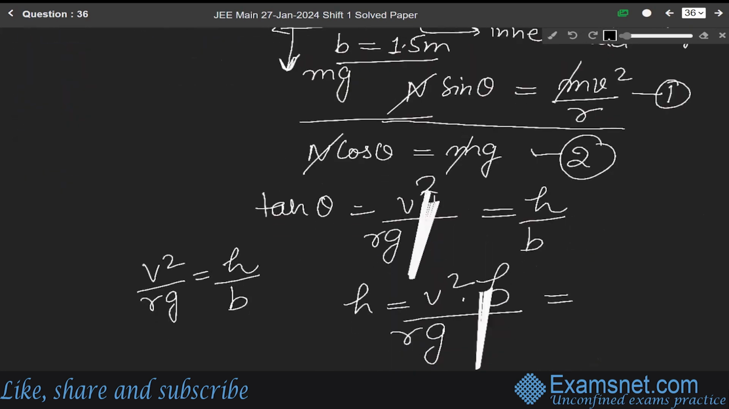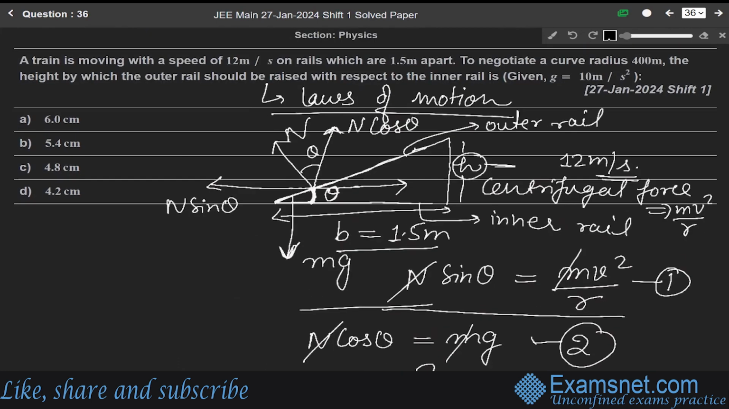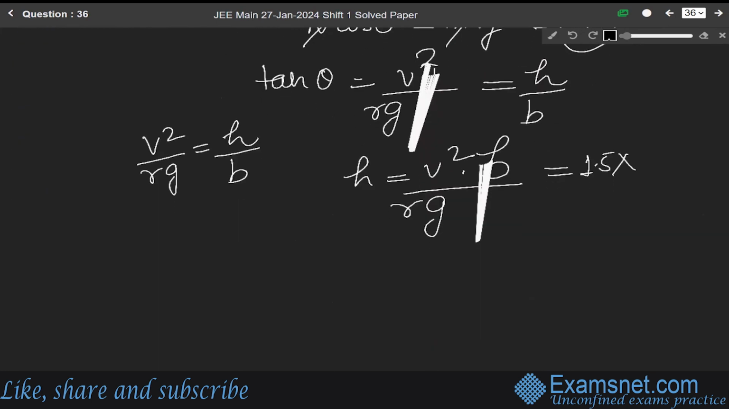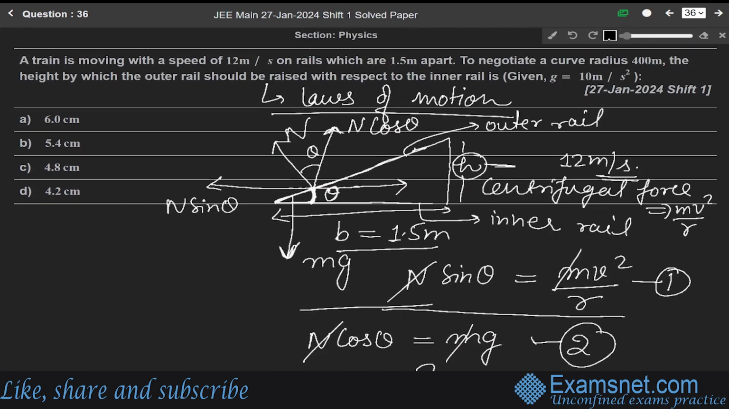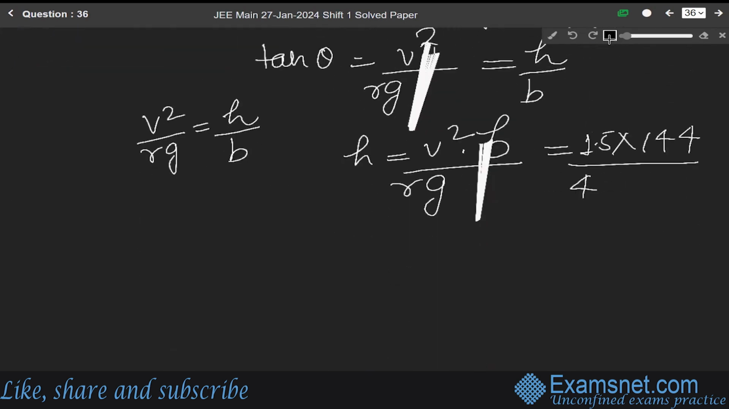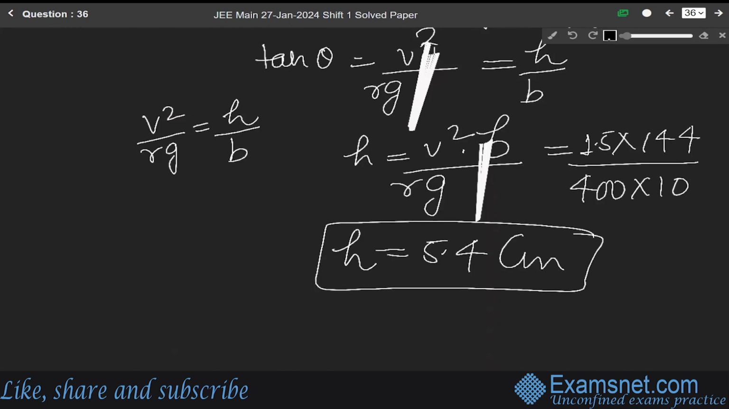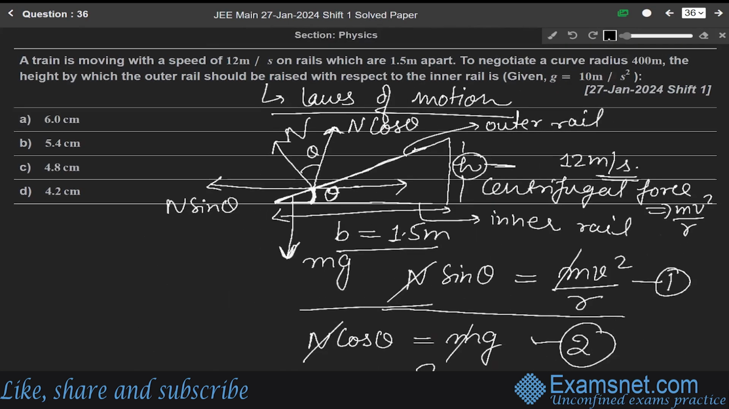B is 1.5 and the train is moving with 12 meter per second speed. 12 square is 144 over r. R is what? R is 400 meter and g is 10. Now solving this, we get h is equal to 5.4 centimeter. Okay, option B is correct. h is equal to 5.4 centimeter.